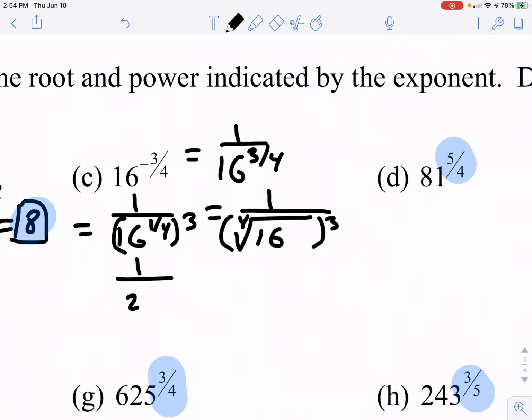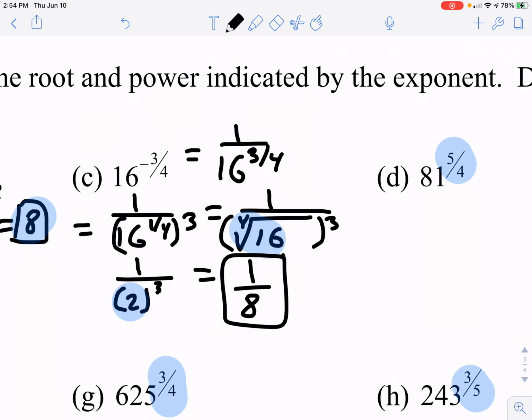So 1 over 2 cubed, right? We're taking the 4th root of 16 to get 2. And 2 times 2 times 2, or 2 cubed, would be 8. So 1/8 would be the result.